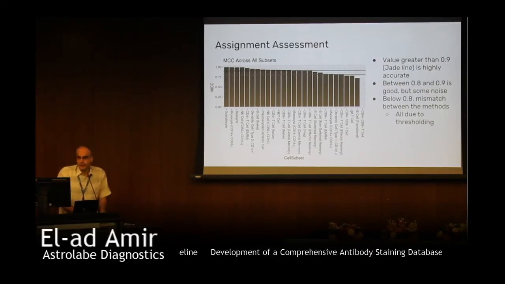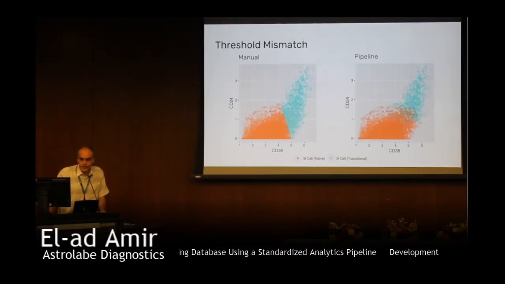So we looked into these 6 or so different subsets to figure out what was going wrong. Why is there a disagreement between the platform and the manual gating? And in all these cases, what we found are what we call thresholding issues. And here is what I mean by that.